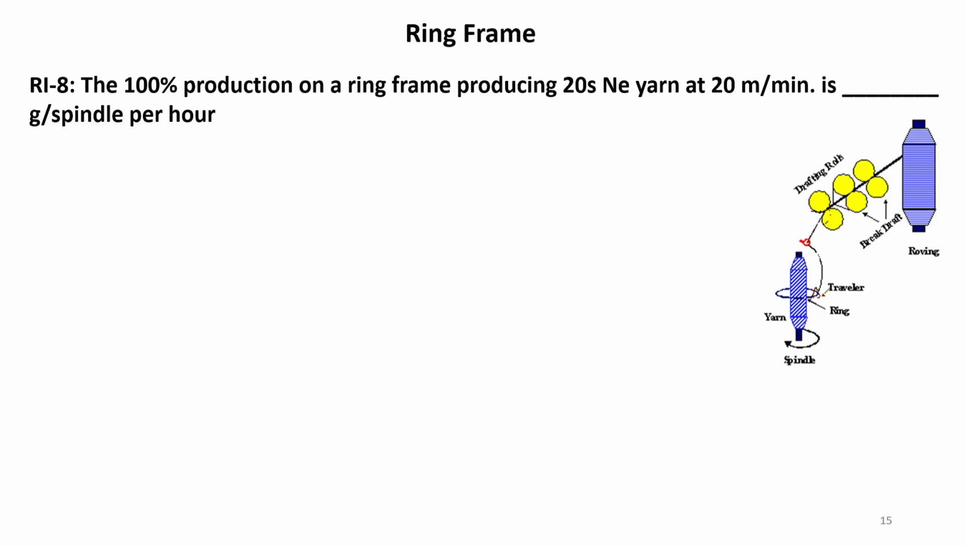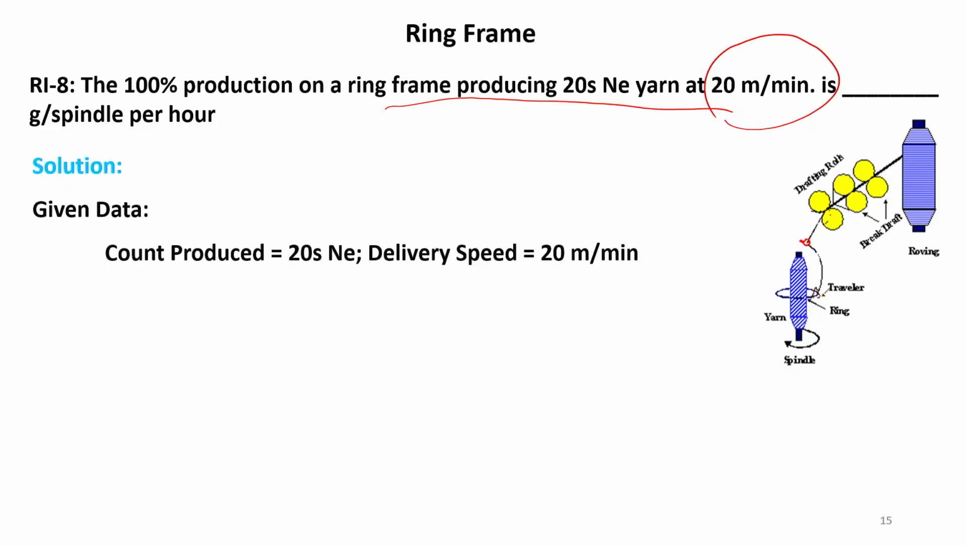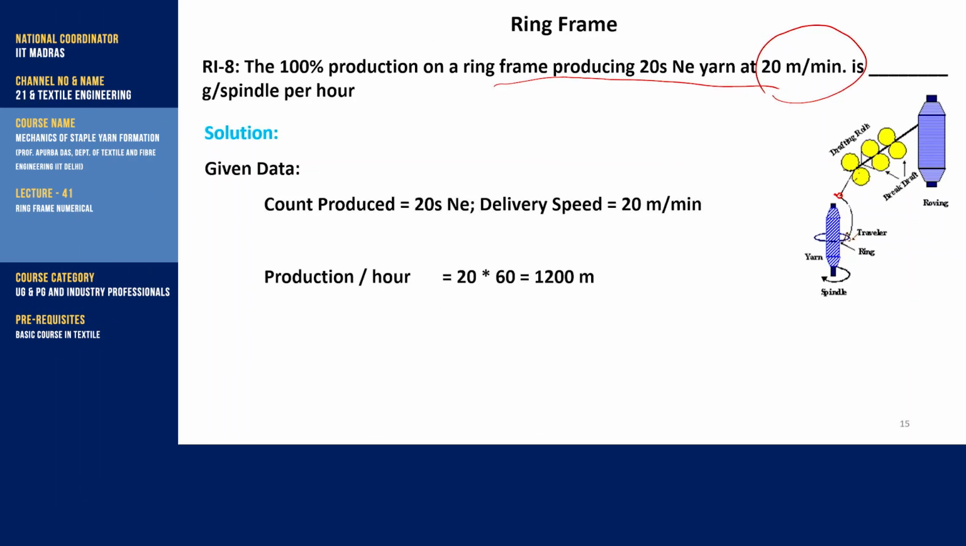So, next numerical is the 100% production on a ring frame producing 20 Ne yarn at 20 meters per minute delivery, that is gram per spindle per hour. So, it will be a simple one. Count produced 20 Ne, delivery rate 20 meter per minute. So, production per hour will be 1200 meter per spindle.